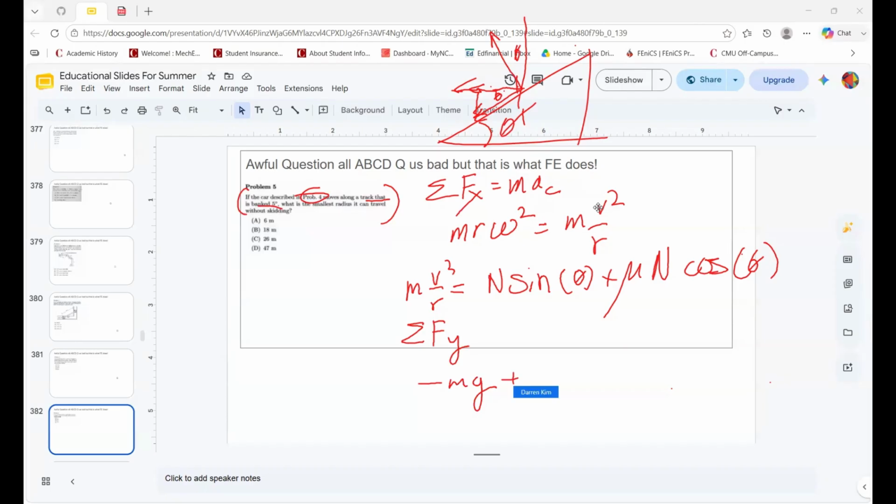And cosine theta, and then it is plus mu n sine theta. I guess I decided that this direction is positive, which is fine. It's not like it's a big deal. It's not like it's going to cause any problems with the math, hopefully.